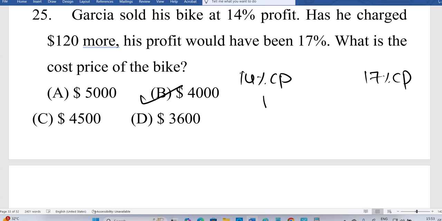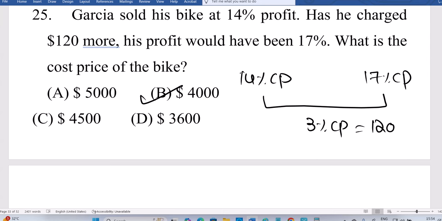This increase is 3%. That is because of that 120 rupees. As you charge 120 rupees more, profit is increased. If the selling price is more, you will get more profit. Profit or loss both are calculated on cost price only.